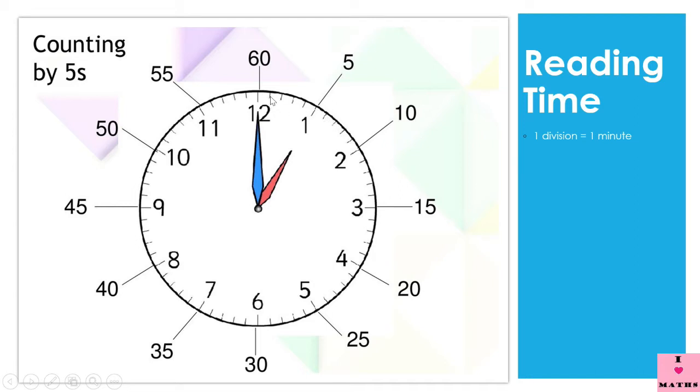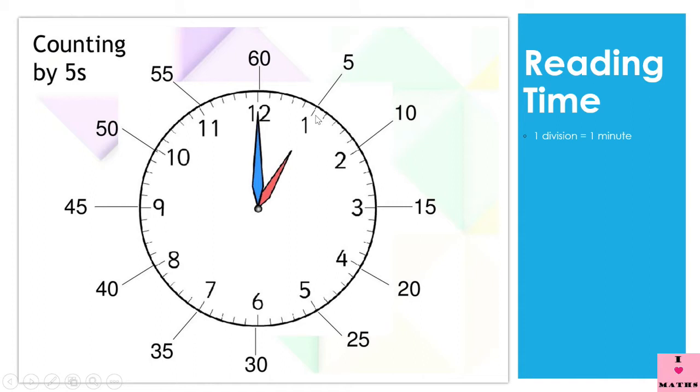One division shows 1 minute. So, if we assume that the minute hand will start from 12, so this will be 1 minute, 2 minutes, 3 minutes, 4 minutes, 5 minutes, 6 minutes, 7 minutes, 8 minutes, 9 minutes, 10 minutes, and so on and so forth.